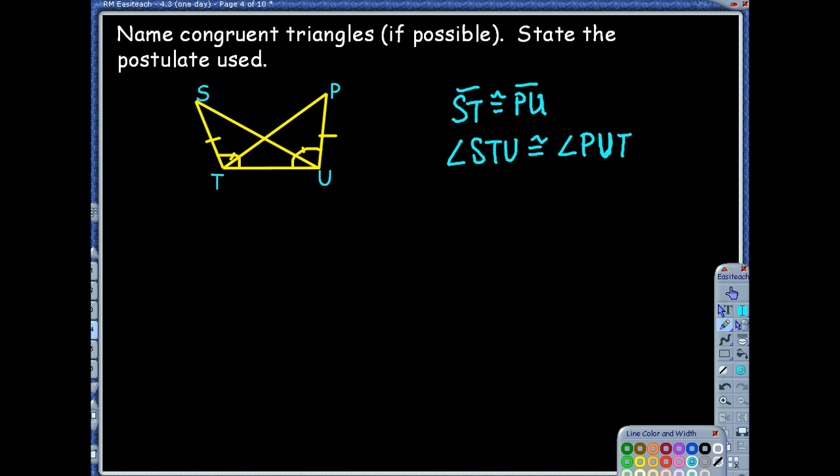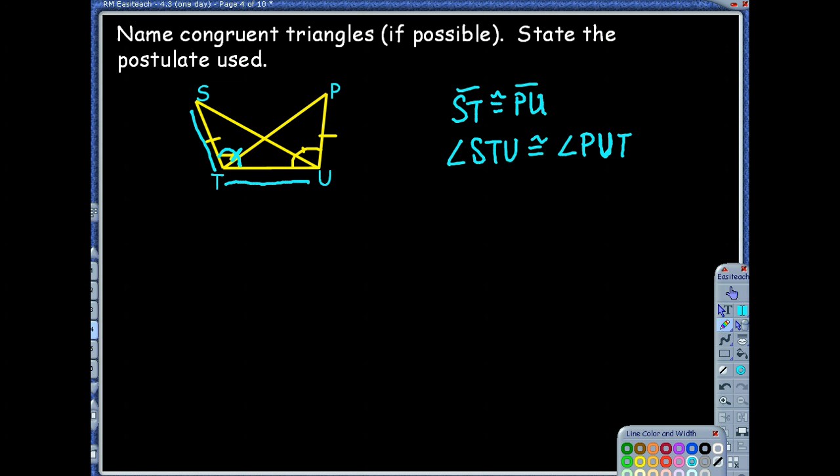Now, I know that I've got a side and an angle, so I'm not going to use side, side, side because I've already got an angle. So I really want to see if there's another set of corresponding sides that are congruent, and it would have to be the included angle. ST is coming into that vertex of T where my angle is, so I really need to be talking about TU.